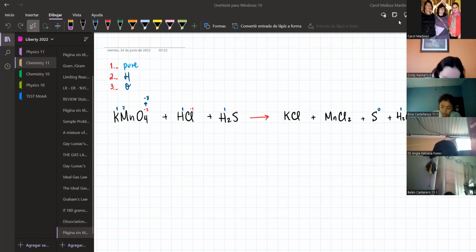Now here for hydrogen, 1 and 2 makes 2 hydrogens, so sulfur needs to be how much? -2. -2, okay? Potassium, the rule for potassium is group 1, so it's going to be +1. Therefore, chlorine is going to be -1, okay? It needs to be balanced. Okay, here.